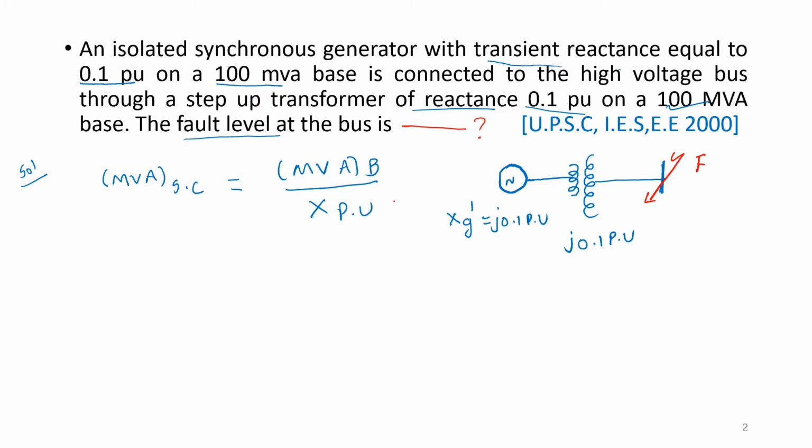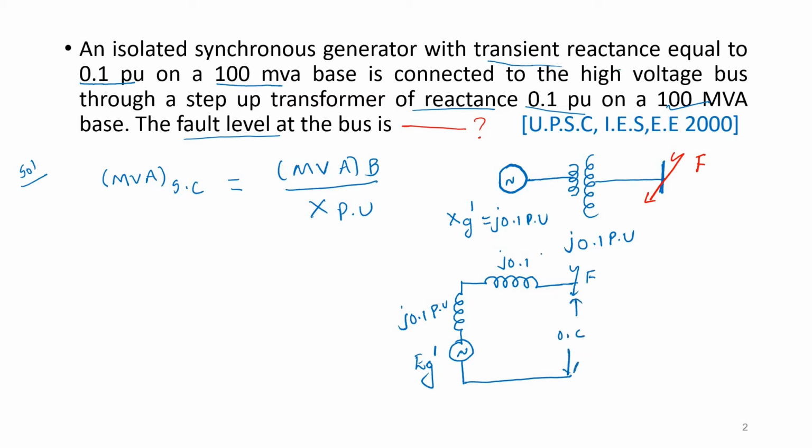Now let us draw the circuit. The generator is represented as a reactance connected in series with the source E_G', and X_G' is given as j0.1 per unit. The transformer is also represented in the per unit reactance diagram as j0.1 per unit. This is the bus voltage, and the fault has occurred here, so these terminals will be open circuited.